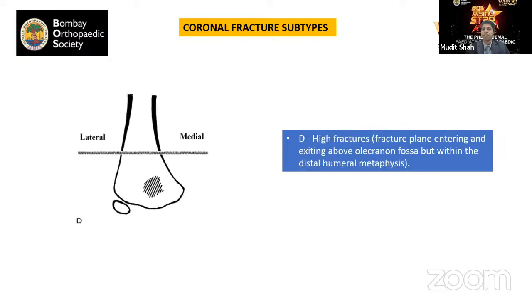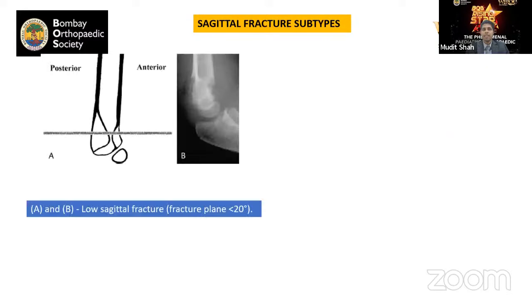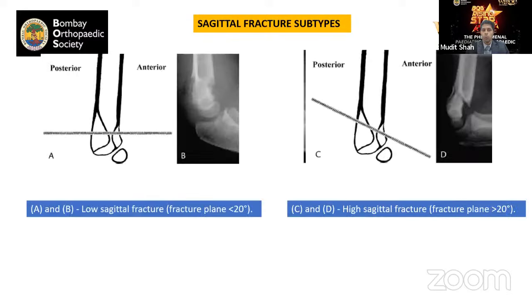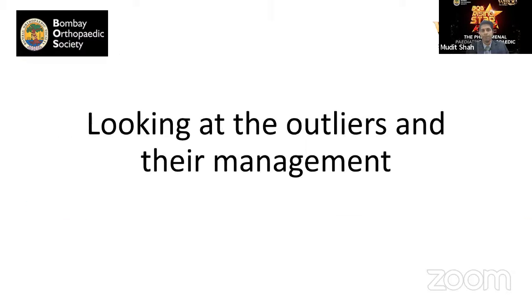He described the high fractures as a fracture exiting above the olecranon fossa, but in the distal humeral metaphysis, which will again require a cross pinning with a medial pin to achieve adequate stability and get good cortical purchase on both sides, for both columns. Importantly, he divided sagittal types into two, a low and a high. Low is where we can use a standard pin fixation. A high is where the obliquity will require you to probably modify your pin insertion in a way so that you are perpendicular to the fracture line to achieve maximum stability.